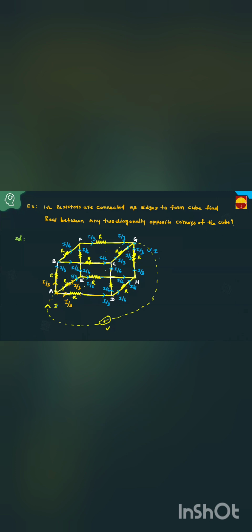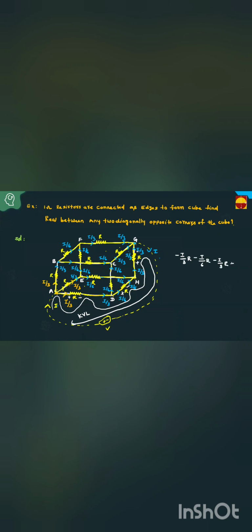KCL is satisfied. Take any loop, then apply KVL. Take any loop. Simply, I am applying it to the outer loop. Apply KVL in this loop. Easily you can do it. This is a simple method to solve this. KVL: if you apply KVL, the current entering, plus or minus. Then minus I by 3 into R. Next, minus I by 6 into R. Minus I by 3 into R.